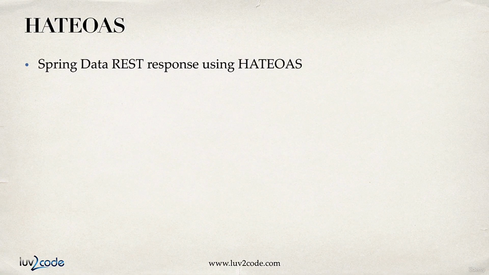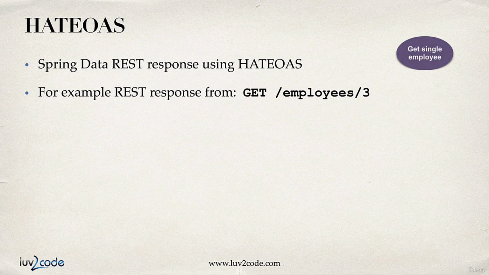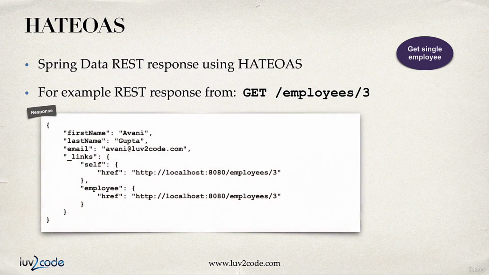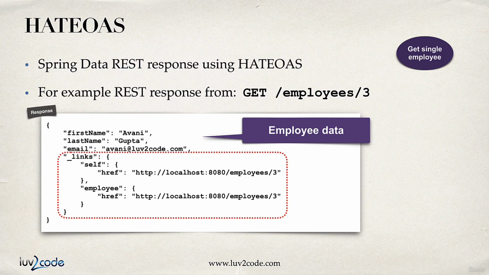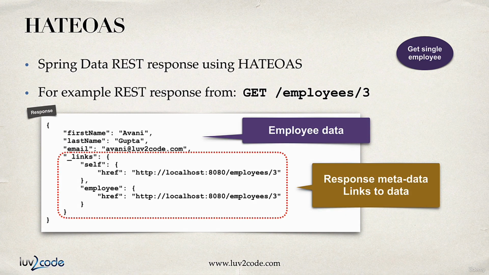Spring Data REST responses make use of HATEOAS. So for example, a REST response from get employee 3 to get a single employee, then it'll return this JSON data as a response. So up top, we'll actually have our content or our real data, like our employee data, first name, last name, email for a given employee. And then at the bottom, we actually have response metadata. So this metadata here basically has links to the actual entry or the data. So this is for employee ID of number 3, just a way of describing the data or linking to the data.